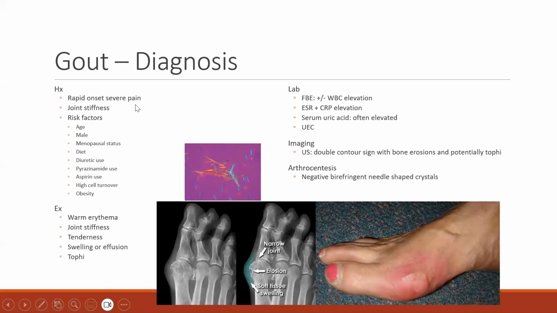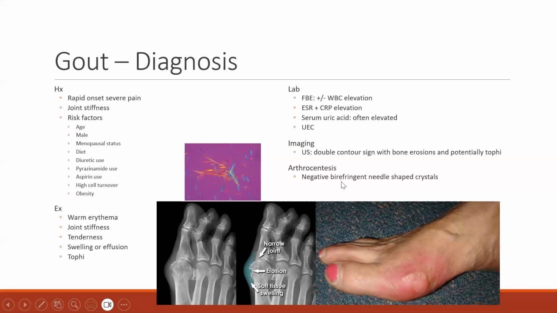So in history, you'll get rapid onset severe pain, joint stiffness with the risk factors that we mentioned before. Examination, similar. So you got erythema, warmth, joint stiffness, tenderness, and swelling or effusion and tophi formation. So lab work, blood will get high, sometimes high white blood cells. We get increased ESR and CRP, serum uric acid elevated mostly, and you can do your ECG as well if you're asking in an OSCE. Imaging with ultrasound, you can find a double contour sign with bone erosion and maybe tophi.